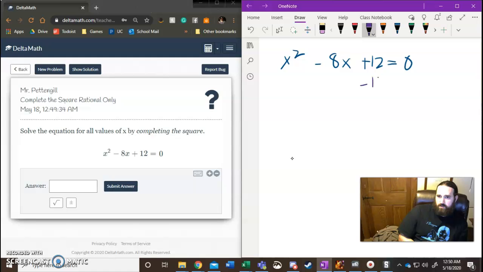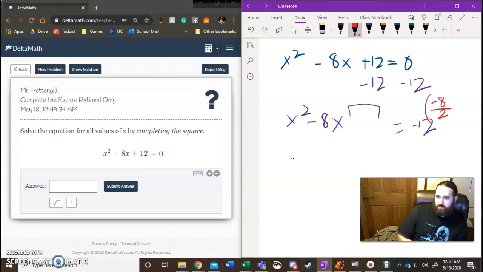So I'm going to subtract that 12 from both sides to get rid of it, which gives me x squared minus 8x. I'm going to leave that blank because I'm trying to essentially make this spot equal a negative 12. I'm going to take this number, divide it by 2, and square. So, what's negative 8 over 2 squared? Well, negative 8 divided by 2 is negative 4. Negative 4 squared is 16.